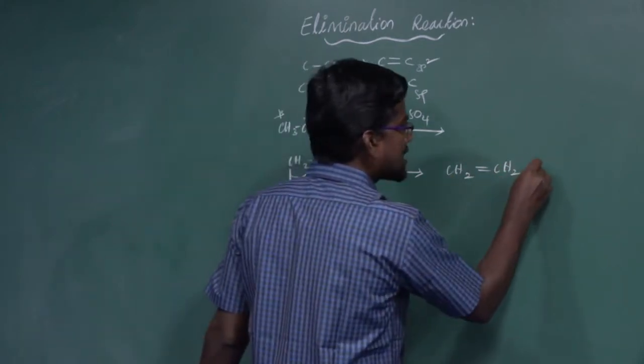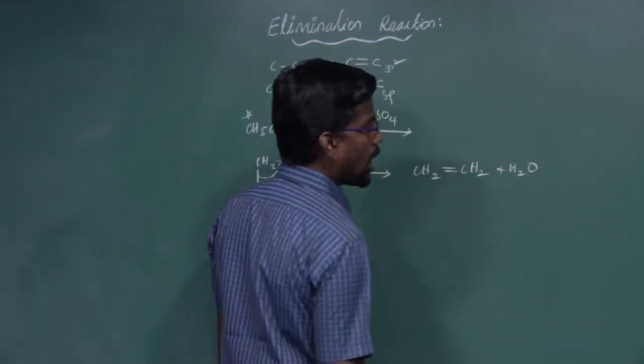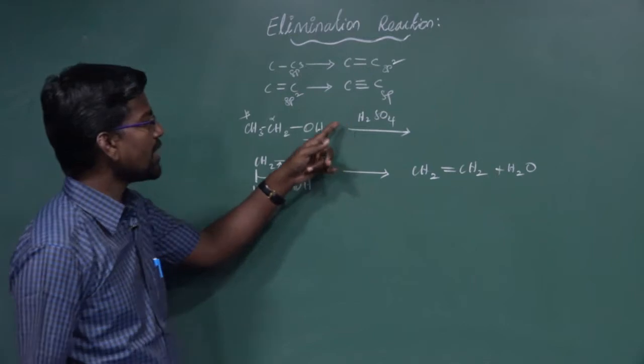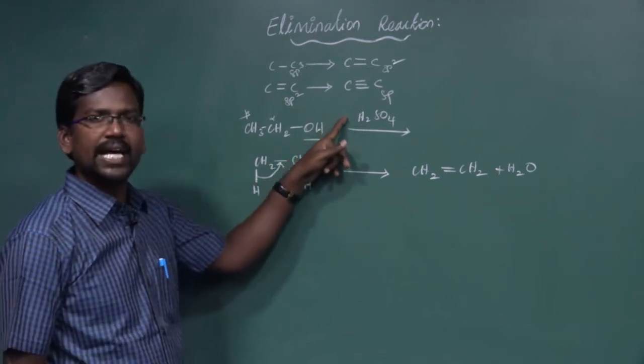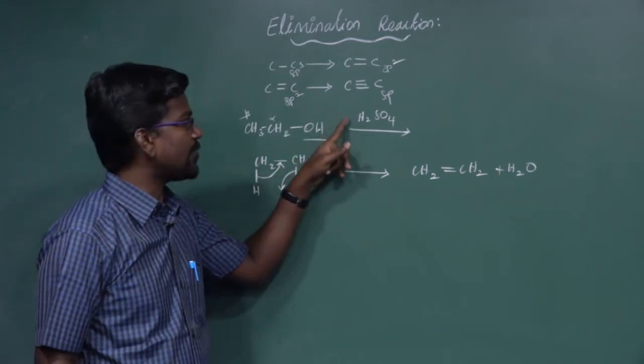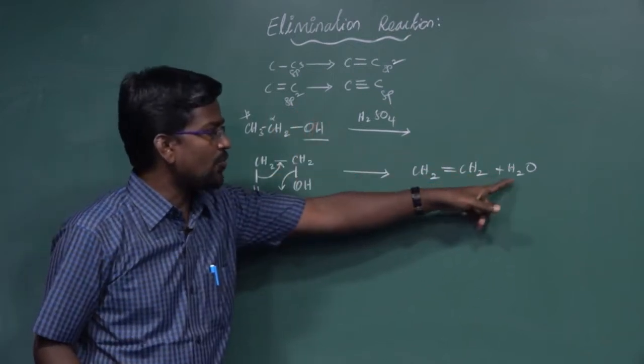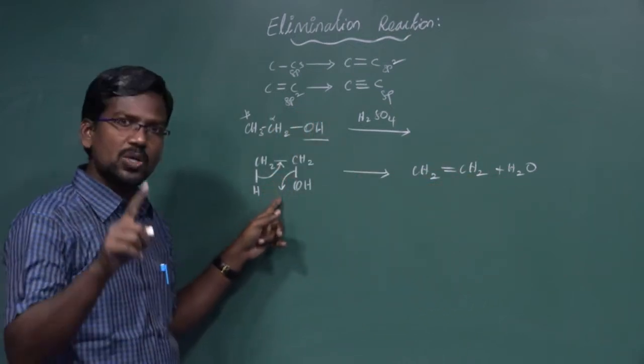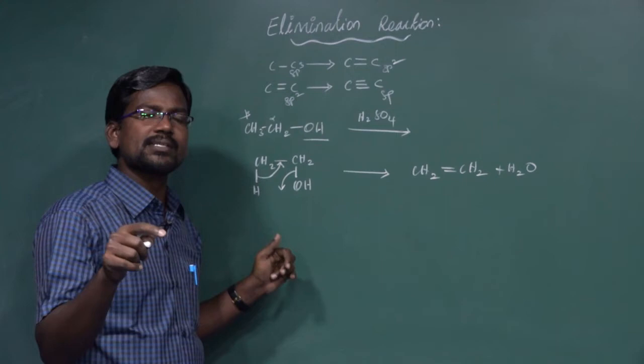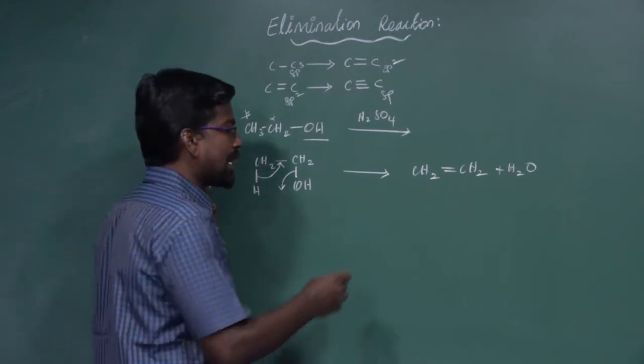So a water molecule, H2O, is also removed using concentrated sulfuric acid. Here concentrated sulfuric acid is a powerful dehydrating agent, removing a water molecule from within one molecule. This process is known as intramolecular dehydration.